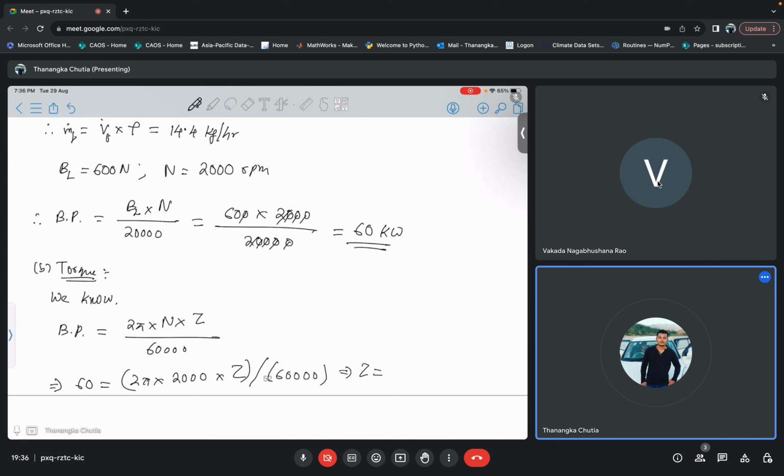60 into 60,000 divided by 2 pi into 2000. Okay, so you'll get your tau as 286.47 Newton into meter. Okay.